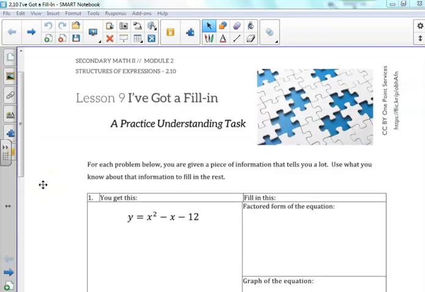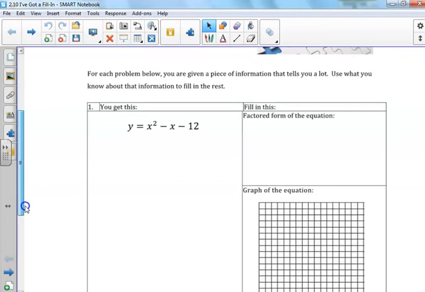We will also use our knowledge from this entire unit to help us graph quadratic equations. In Lesson 9, I've Got a Fill-In, for each problem in this investigation, we're given a piece of information that tells us a lot about a quadratic function, and we're asked to use what we know about the information to fill in the rest. So we'll start by looking at number 1.